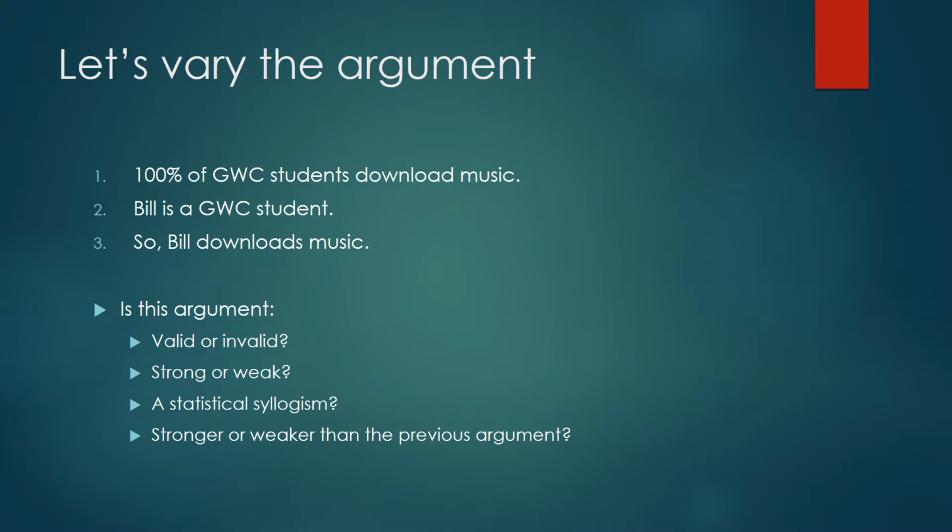100% of Golden West students download music. Bill's a Golden West student, so Bill downloads music. Now, what is this argument? This argument is valid, right? This argument is valid, so it's neither strong nor weak, and so it is not a statistical syllogism. It is a valid syllogism. And I guess a valid argument is in a way stronger than strong, so you could say that it's stronger, but I'd rather we just say that it's valid, which is stronger than strong.